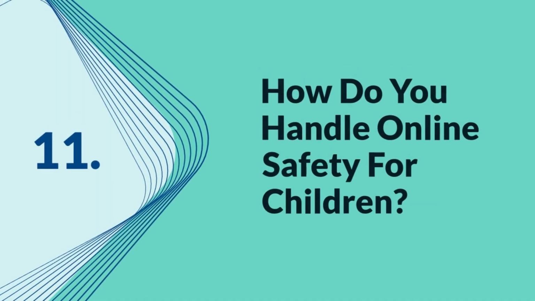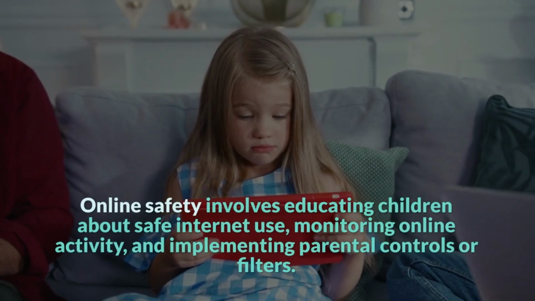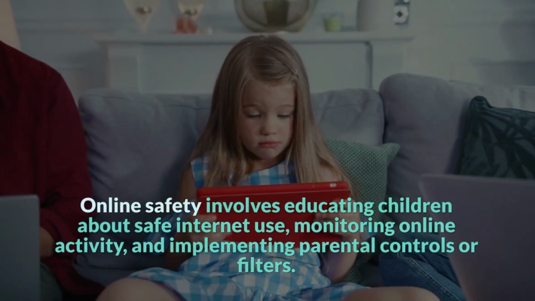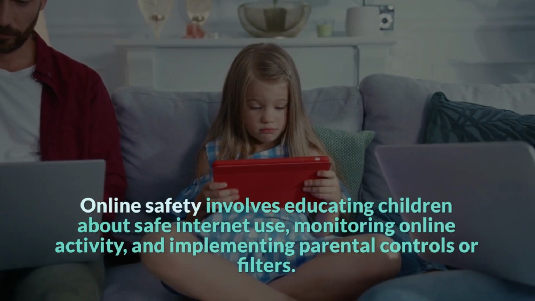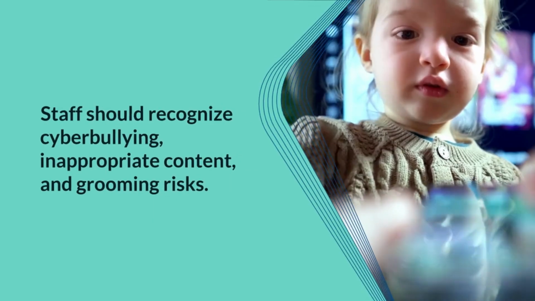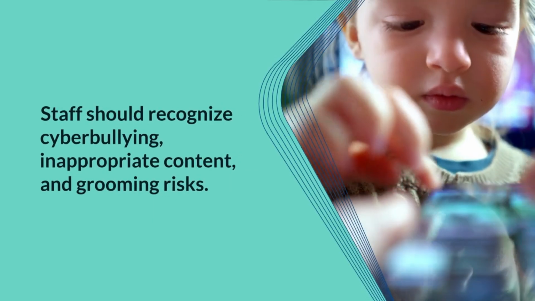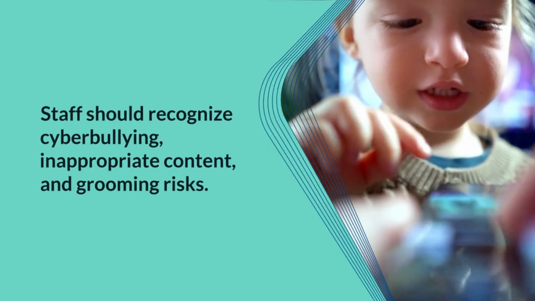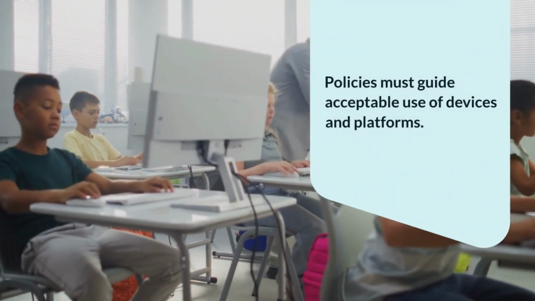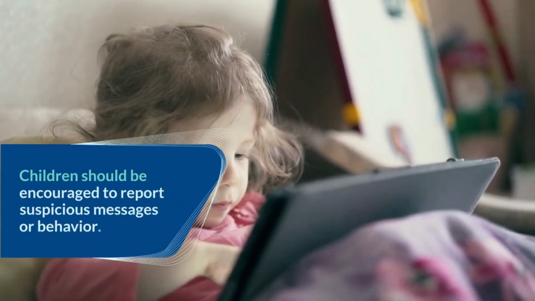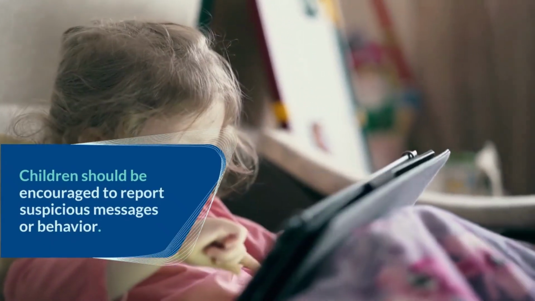11. How do you handle online safety for children? Online safety involves educating children about safe internet use, monitoring online activity, and implementing parental controls or filters. Staff should recognize cyberbullying, inappropriate content, and grooming risks. Policies must guide acceptable use of devices and platforms. Children should be encouraged to report suspicious messages or behavior.